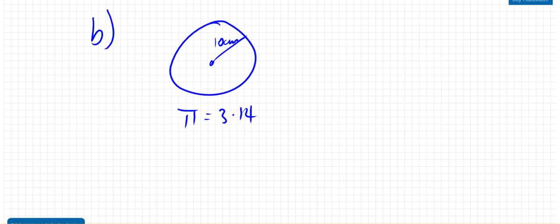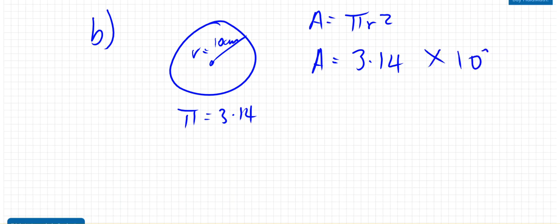For our next circle, they want us to use pi when it is 3.14. So area of a circle, once again, is pi r squared. Area is equal to, pi is now going to be 3.14. Is that my radius? Yes, r is 10 because it's half my diameter. Always double check that. So times 10 squared. Now, for this one, I'm going to write 3.14 times 10 squared is 100.